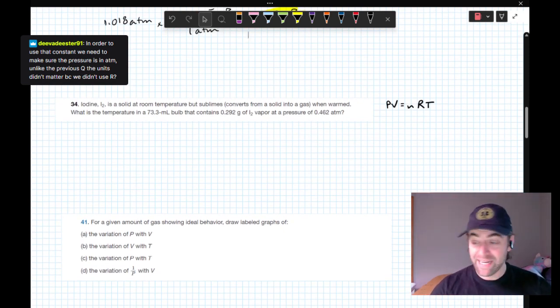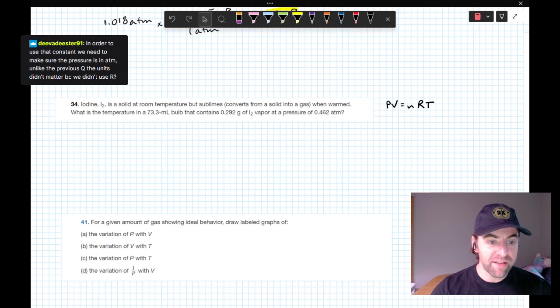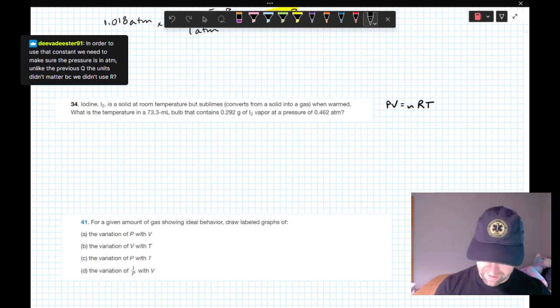34. Iodine, I2, is a solid at room temperature, but sublimes, that is, it converts from a solid into a gas when warmed. What is the temperature in a 73.3 milliliter bulb that contains 0.292 grams of iodine vapor at a pressure of 0.462 atmosphere? This one's kind of nice. We don't have to do a lot of converting here.